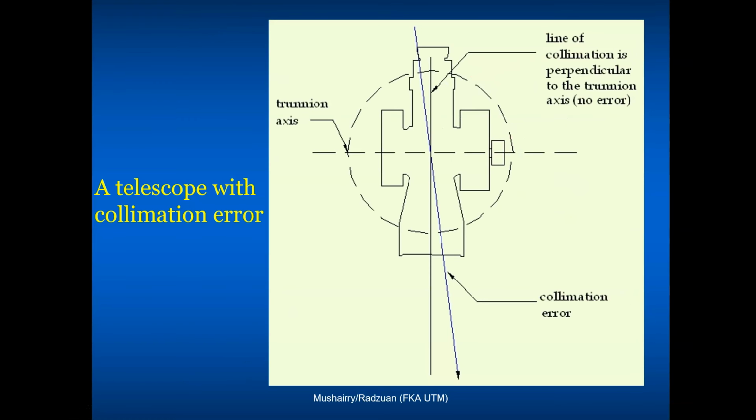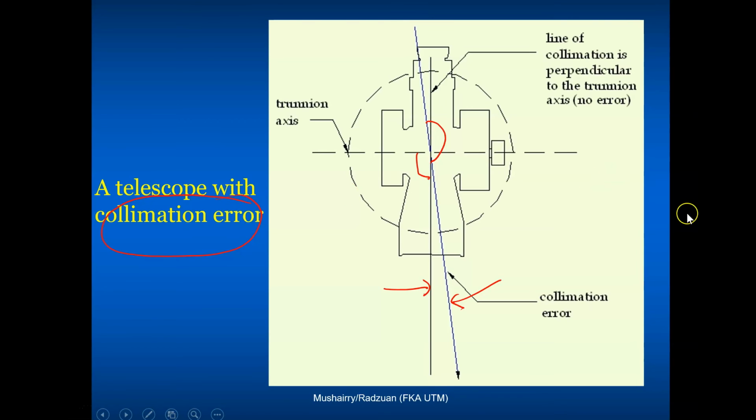So what happens if I have a telescope with a collimation error like that? The blue line is no longer perpendicular, but now at a certain angle. This is what we term a telescope with collimation error. So what happens if we use this without doing any checks? Obviously the angle that we observe will not be correct.